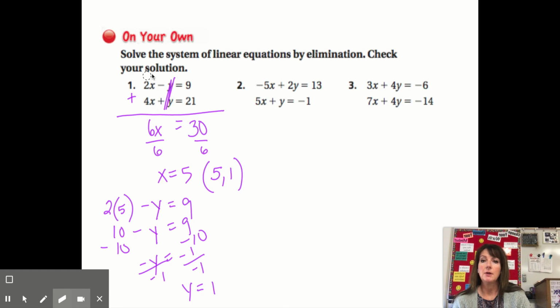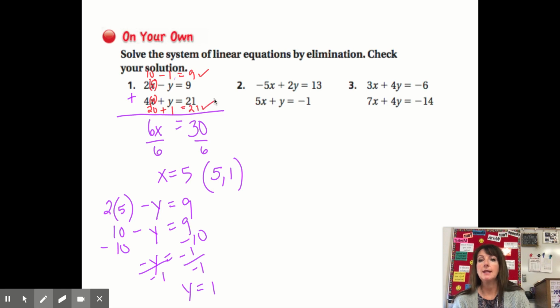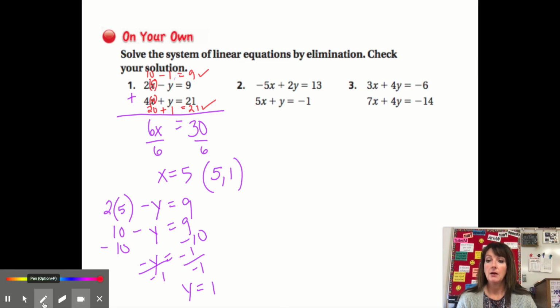Now, we want to check to make sure that it works. Here's our checking. So 2 times 5, we have 10 minus 1 equal 9. Yes. And here, 4 times 5, we have 20 plus 1 equal to 21. Yes. So that step is really important so that if you don't get a true statement by checking, then there might have been a mathematical error. And I can tell you right now that the most errors that get made are with negative numbers. So you always want to be double checking it.